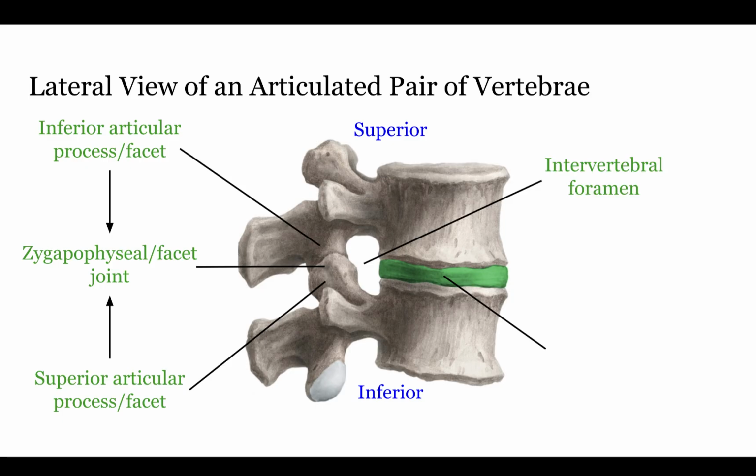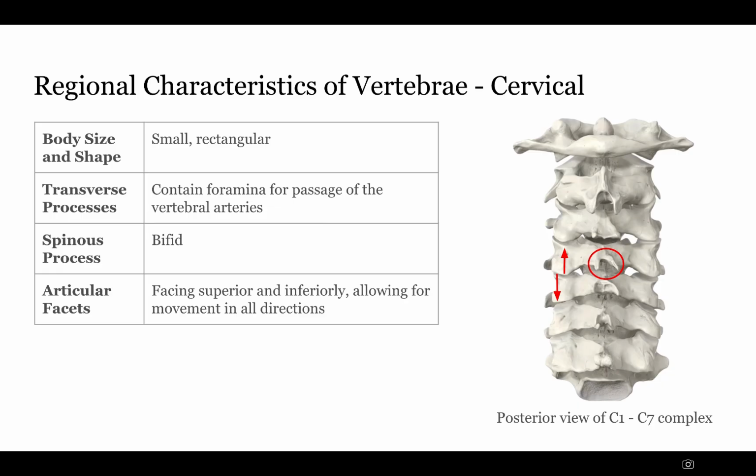This foramen allows for the passage of the spinal nerves. And we also have the intervertebral disc. This disc forms a cartilaginous joint between adjacent vertebral bodies. So the vertebrae of different regions of the vertebral column have different characteristics.